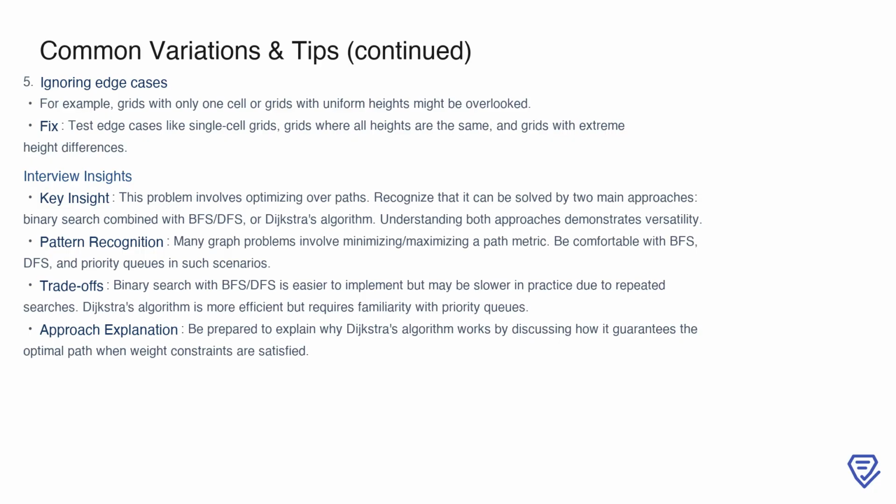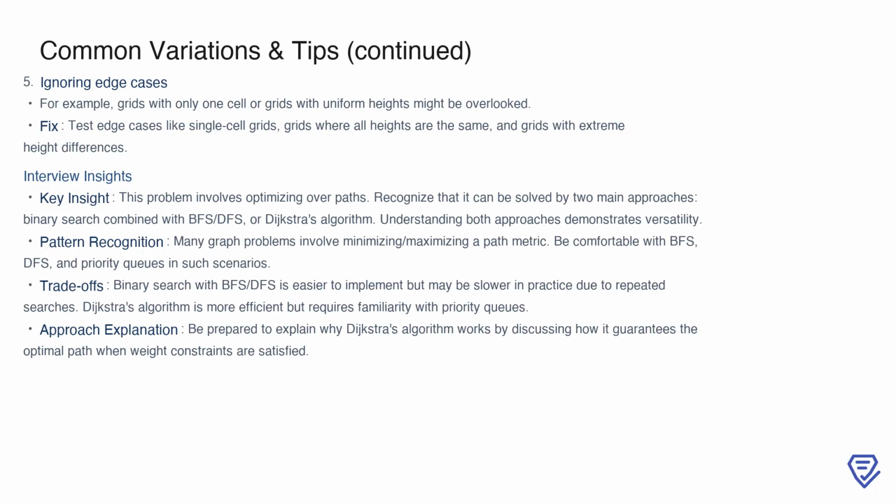Now, regarding interview scenarios, this problem is an excellent opportunity to showcase your understanding of path optimization techniques. It can be tackled using two main approaches: binary search combined with BFS or DFS, and Dijkstra's algorithm. Mastering both methods demonstrates your adaptability in solving graph problems. Many such problems involve minimizing or maximizing certain path metrics, so being comfortable with BFS, DFS, and priority queues is a valuable skill. Each approach has trade-offs.